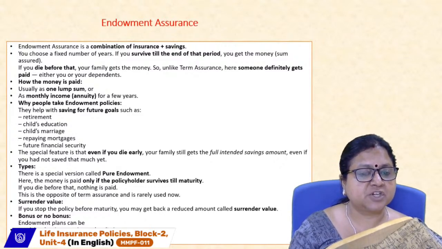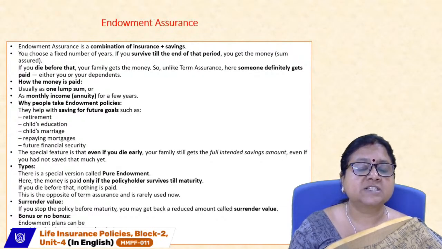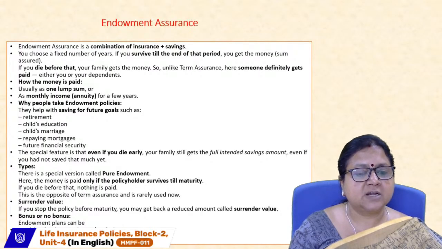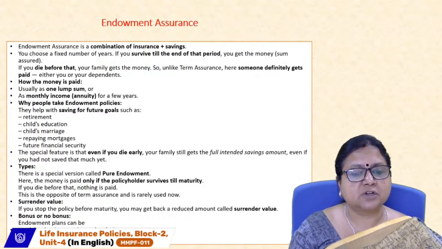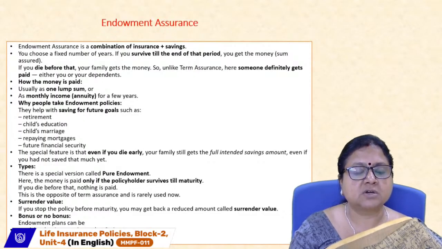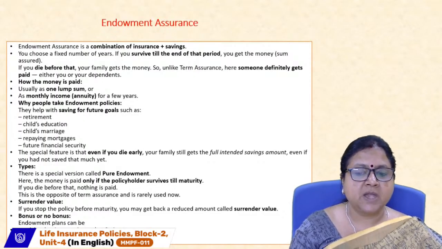So there is a special version called pure endowment also. Here the money is paid only if the policy holder survives till maturity. If you die before that, nothing is paid. That is a pure endowment. So this is the opposite of term assurance, and this type of policy does not exist nowadays.